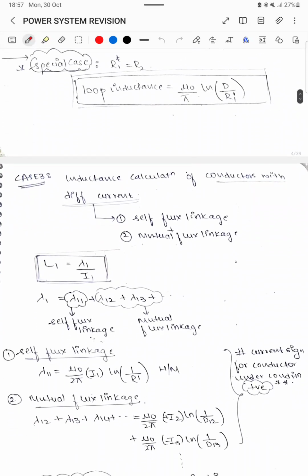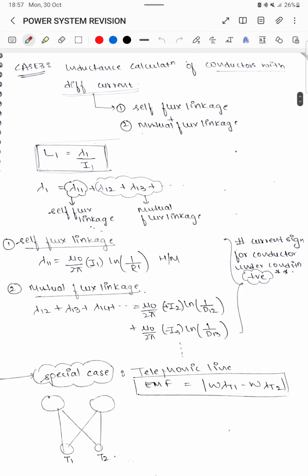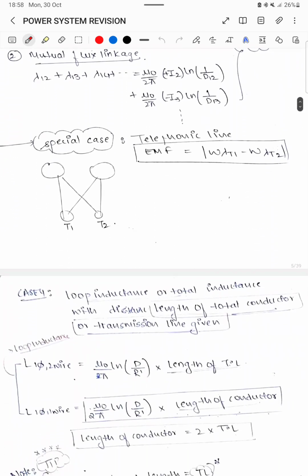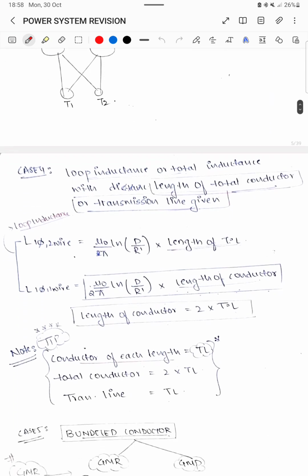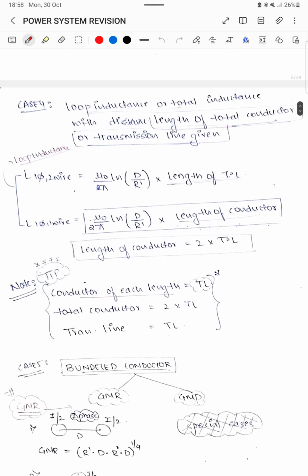Then we will look into inductance calculation when current through every conductor is different. At that point in time, we will be using the concept of self flux linkage and mutual flux linkage to find out the inductance. In that also we will be seeing one of the special cases, that is the telephonic line case. Then finally we will be moving to case number 4, wherein we will be talking about loop inductance or total inductance. And there also we will see very frequent mistakes and some important points to consider.